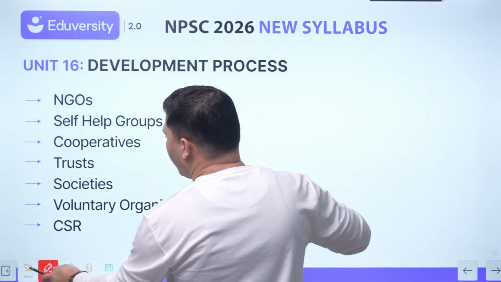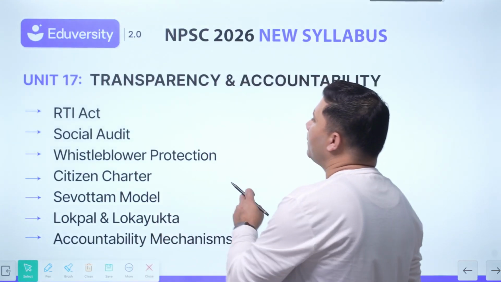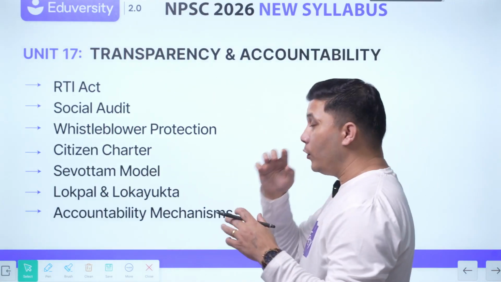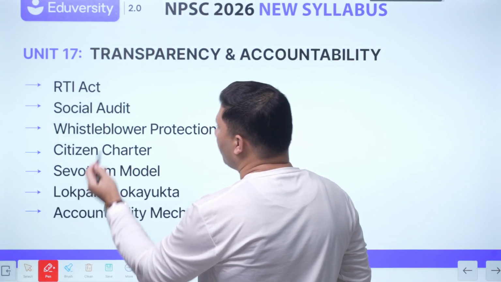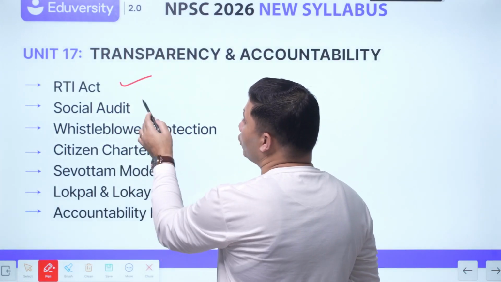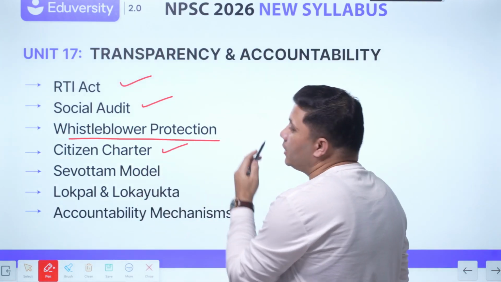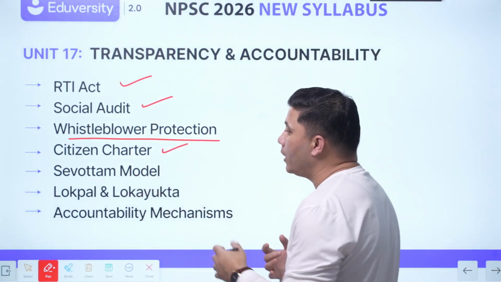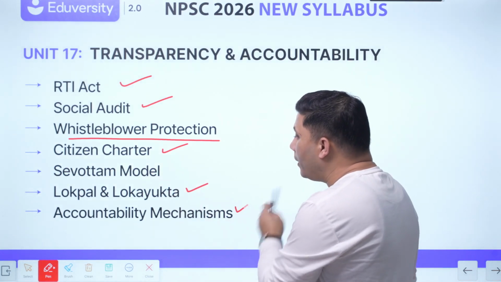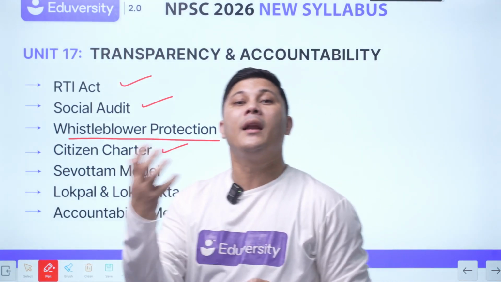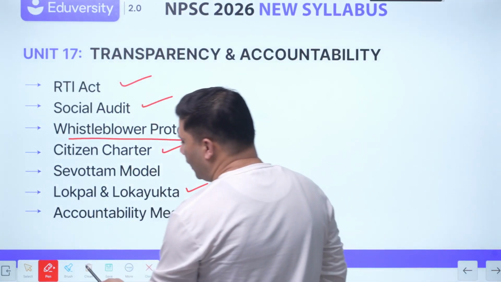Then going forward, we are going to study transparency and accountability in governance, which is a very important part of the government. We are going to study the RTI Act, social audit, Whistleblower Protection Act, and Citizen's Charter, which are very important. Then Lokpal, Lokayukta, the Sevottam model, and the accountability mechanisms that the government has. All of these things we are going to study in governance.